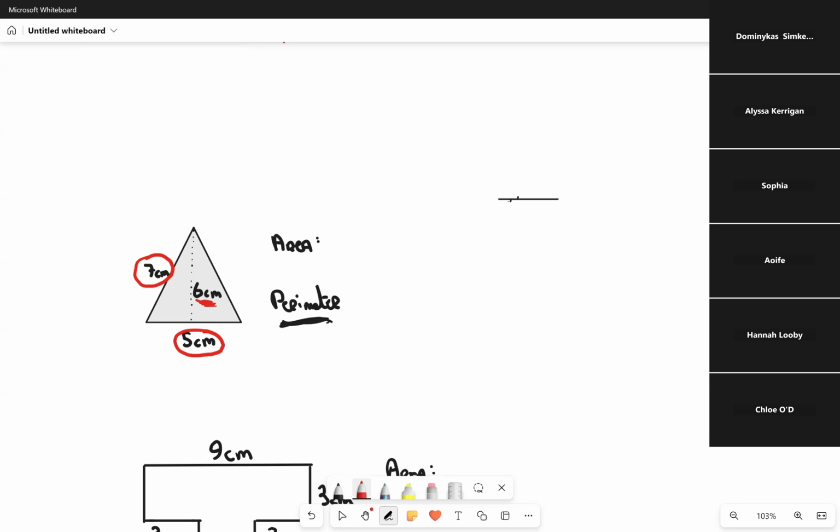Perpendicular height. Very good. The 6 is a perpendicular height, so I don't want the 6. So 6 has nothing to do with the perimeter. So will I just add up the 7 here and the 5 and I'm done? Am I? No. Okay, am I missing something?